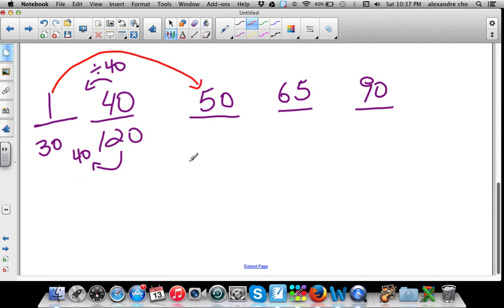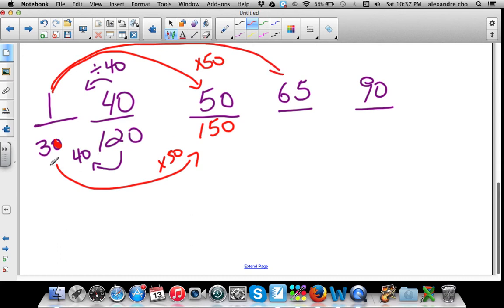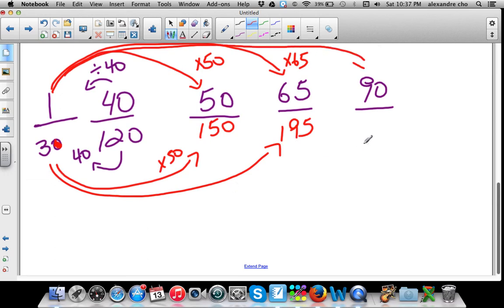Sorry, this is not a 30. It should have been a 3. 1 over 3. Anyways, 1 times 50 is 50, so 3 times 50 would give you 150. Next would be 1 to go to 65, and it's 1 times 65. And you'll multiply 3 times 65. 3 times 65 is 195. And finally the 1 to go to 90 is times 90. And the 3 will be times 90 as well, which is 270.